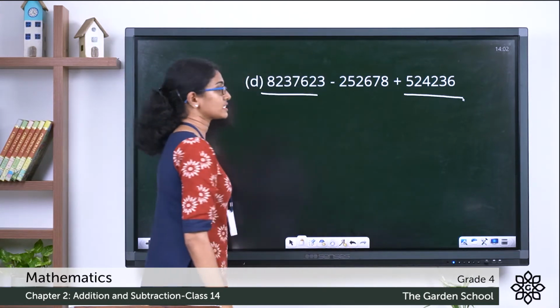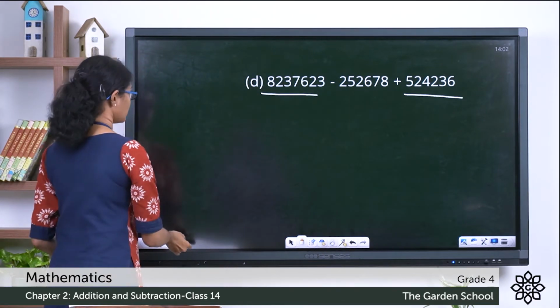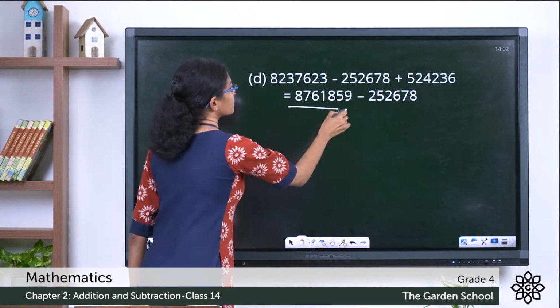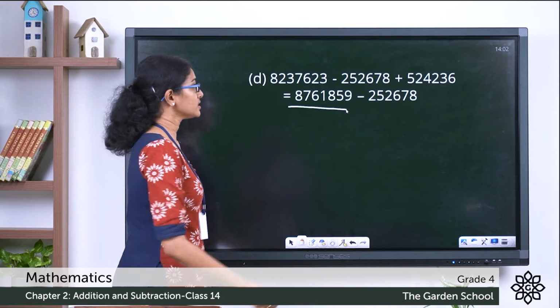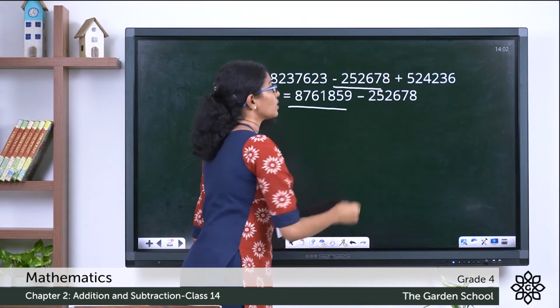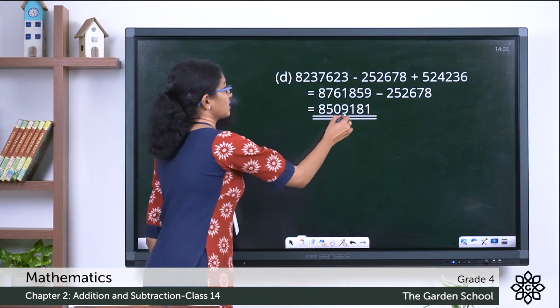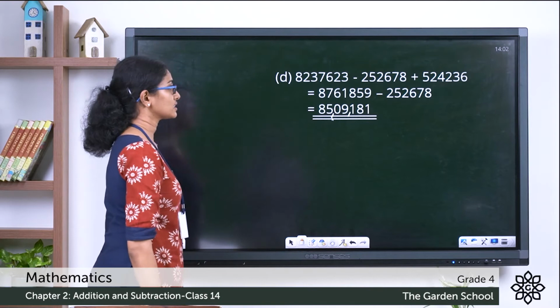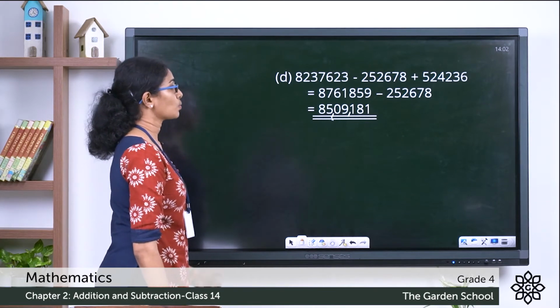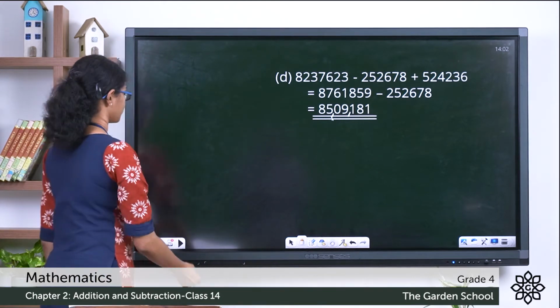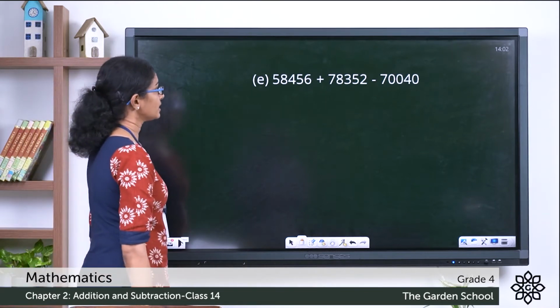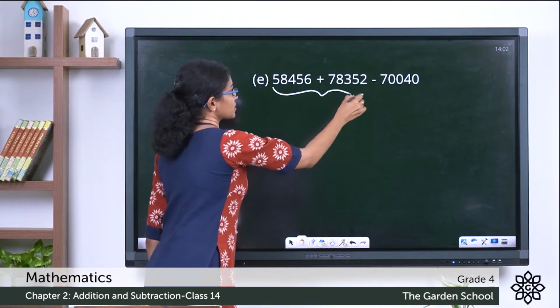Here which are the addends? These two are the addends here. Adding them will give you the sum, this one, minus the subtrahend. So after the subtraction, you'll get the answer 85,09,181. Now question E. Here the addends are these two.